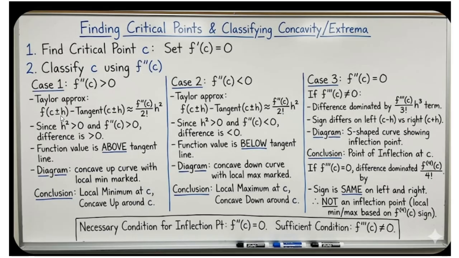In this case, whether you come from the left side or the right side, h squared is greater than 0 and f''(c) is greater than 0. Definitely you can say that the difference is greater than 0, which means the function value is above the tangent.